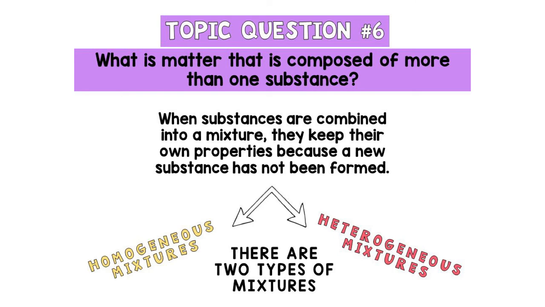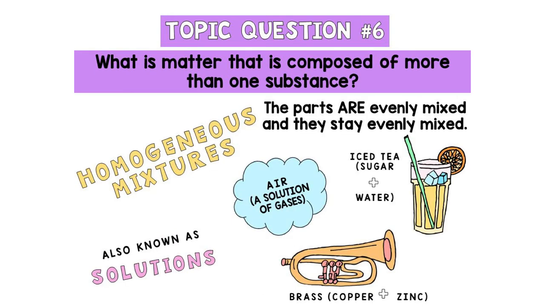So there's two types of mixtures. One is homogeneous, the other is heterogeneous. Homogeneous mixtures are where the parts are evenly mixed and they stay evenly mixed. So you cannot see the individual parts of a homogeneous mixture. We also call these solutions. For example, air is a solution of gases, brass is a solution of copper and zinc metals, and tea is a mixture of sugar and water, as well as some flavoring.